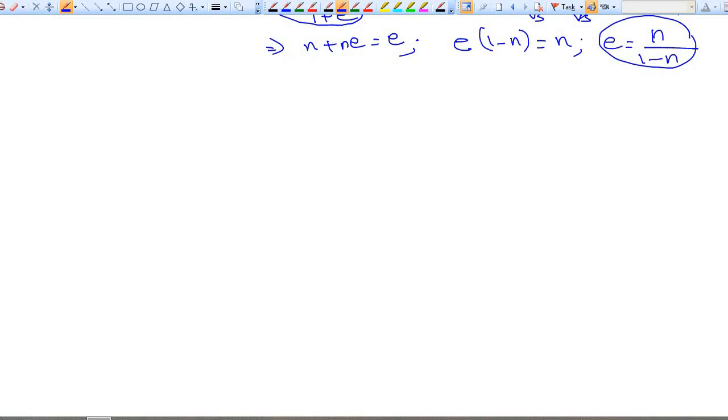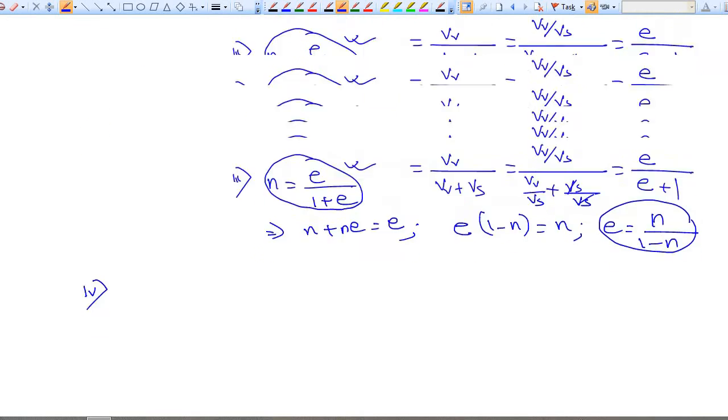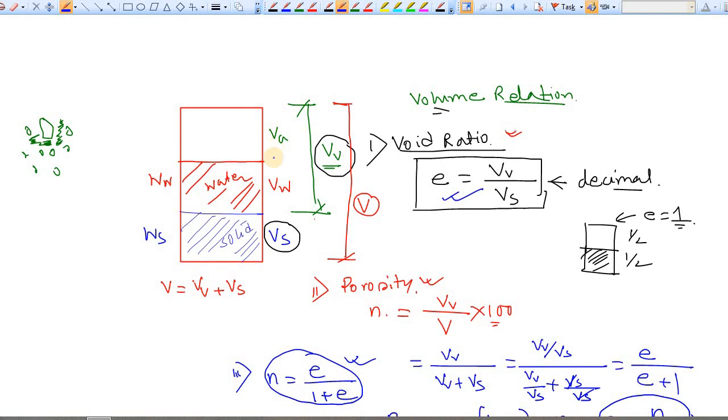Okay, so what is next? The next is degree of saturation. So the fourth is degree of saturation. Well, what is degree of saturation? Here you can see the total void is this much. This is the total void, and this void can be filled with water either completely or partially.